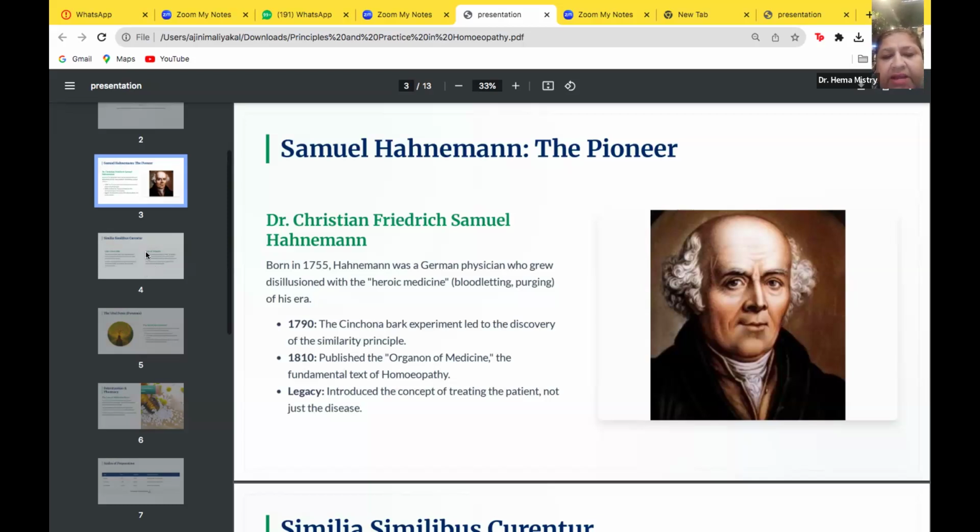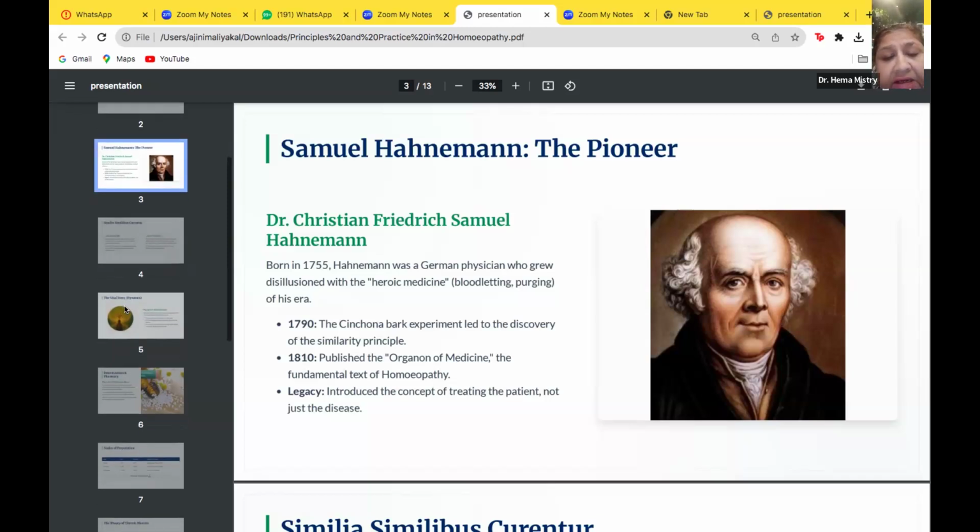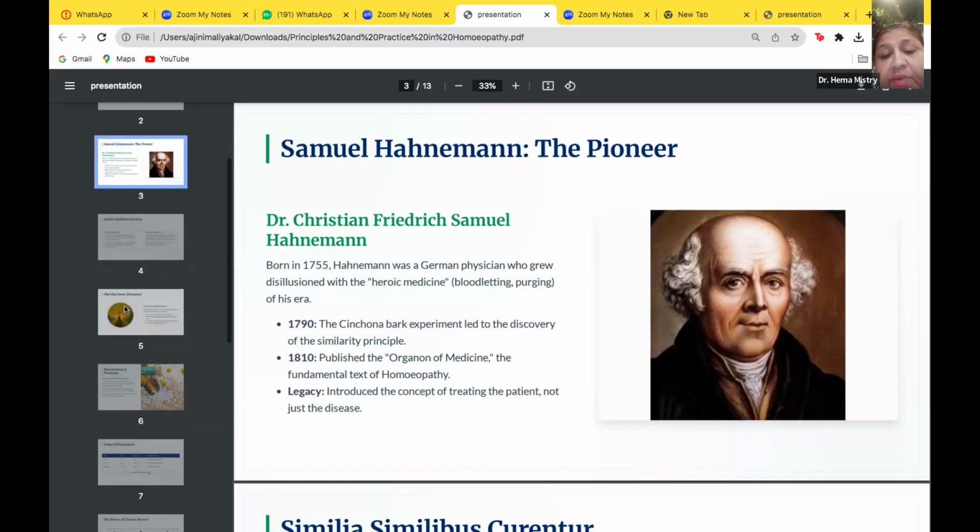And that is where he came across the proving of cinchona bark and the other drugs that he proved subsequently. And he did not stop. He proved almost 300 to 400 drugs initially, and he noted down everything very systematically in an organized way. He tried to prove it on individuals, on human beings. Another most important aspect of homeopathy is that it is not proved on any rats or any mammals. It is proved on human beings, so it's the most reliable.